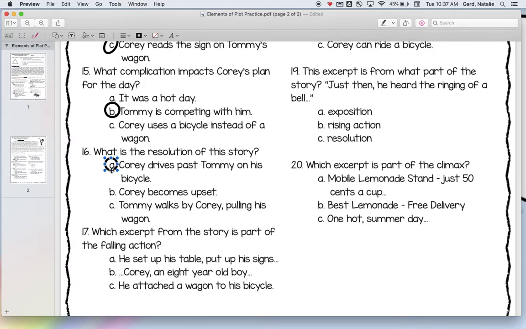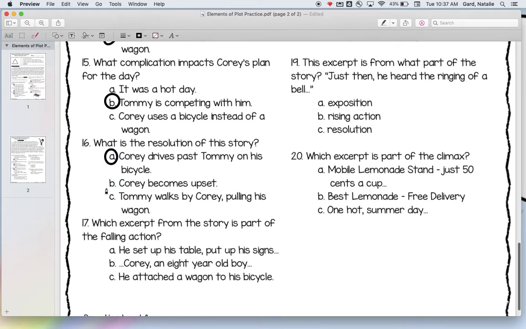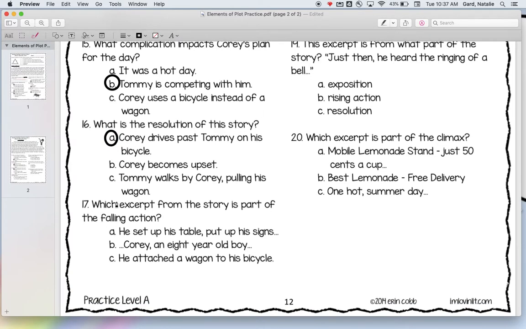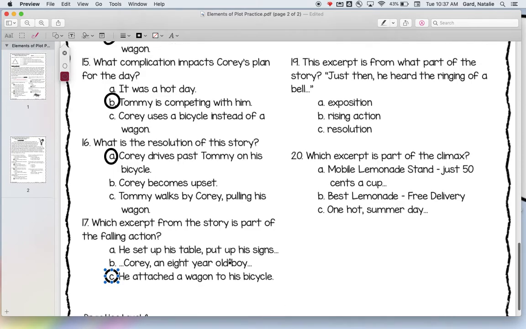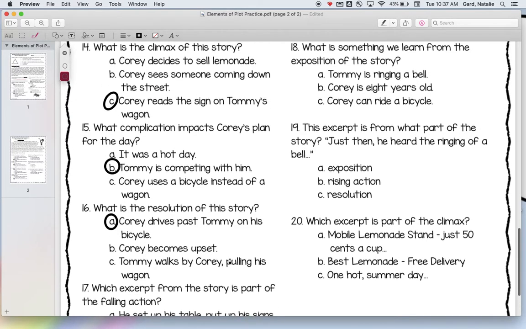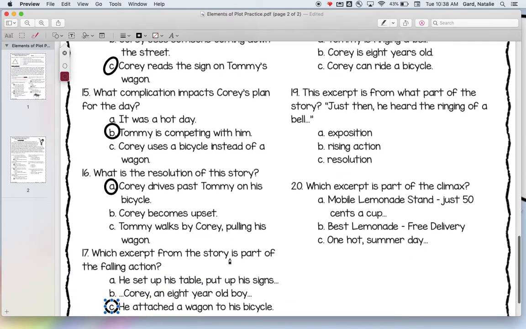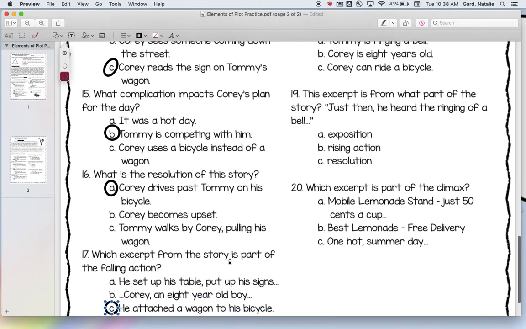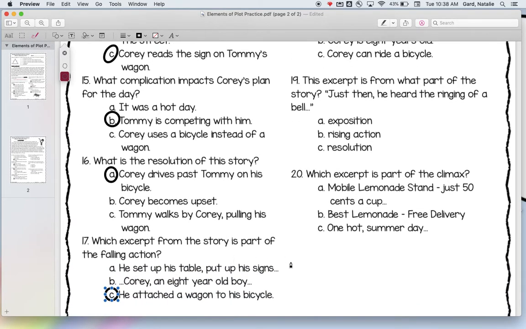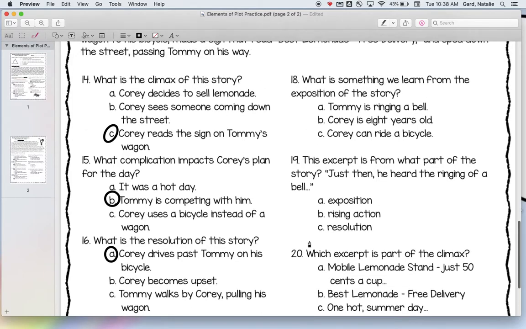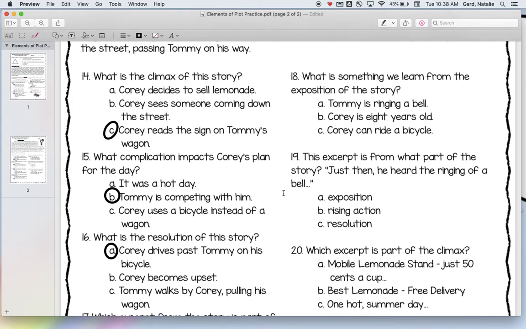If I can move it. For that one. Good. 17, which excerpt, again, piece of the text from the story, is part of the falling action? Yeah, he attached a wagon to his bicycle. That one's going to be part of our falling action after the climax, the high point of the story. So go ahead and double check those, 14 through 17. Make sure you've got those right. Then we'll go ahead and check on the last three questions.